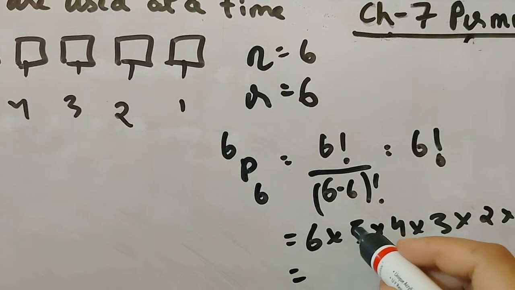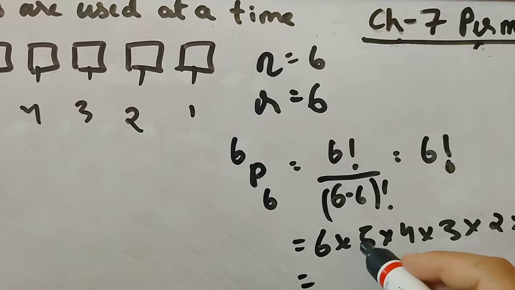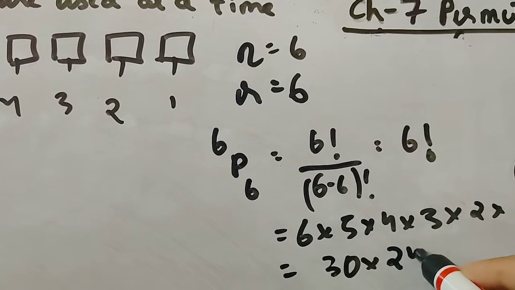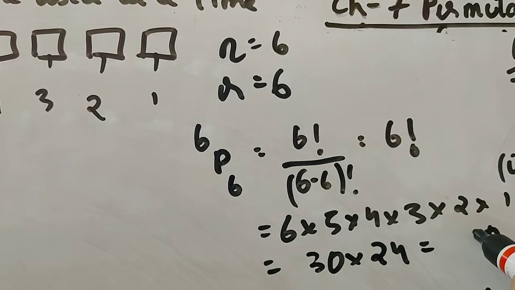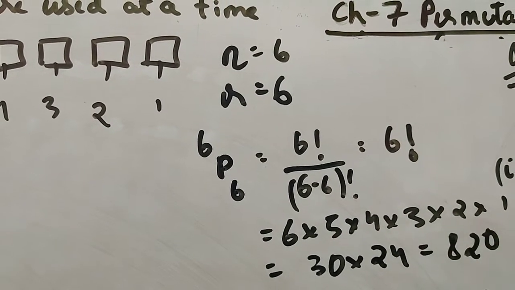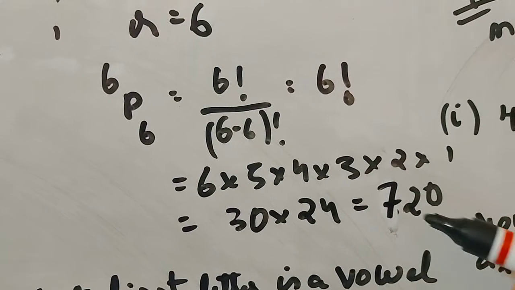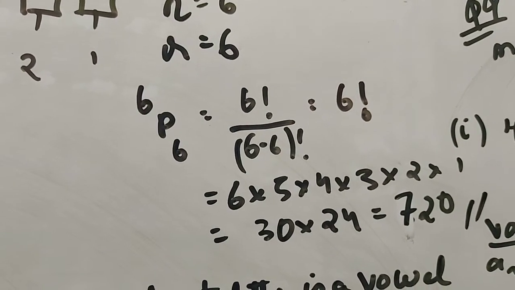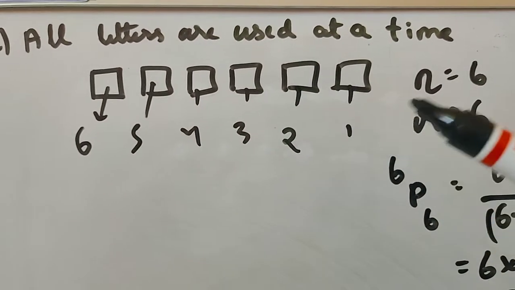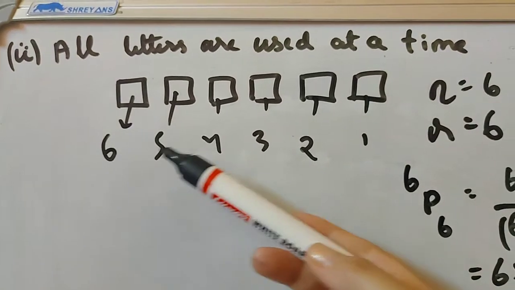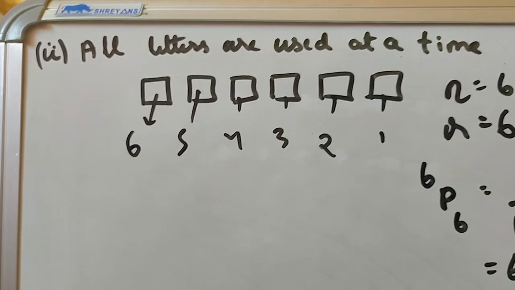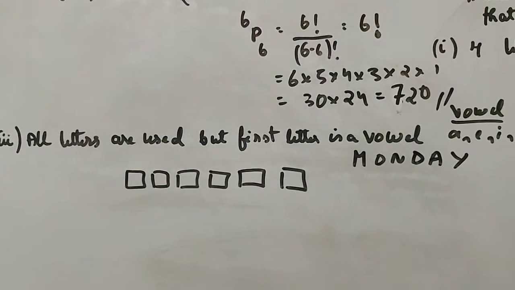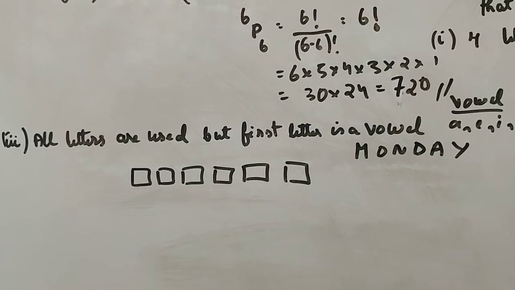So my answer is 5 6s are 30, into 3 4s are 12, 12 twos are 24. It is not 820 but 720 is your answer. Okay, 6 factorial is 720. Similarly here also, using the principle of fundamental counting, you multiply all this, you will get 6 factorial only, which is 720. Okay, now the third one, all letters are used but the first letter is a vowel.